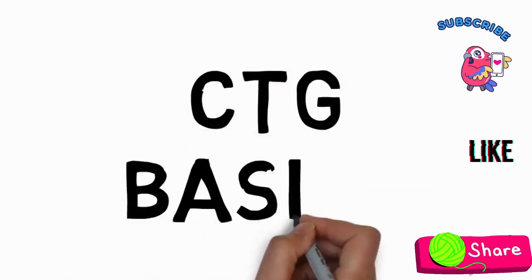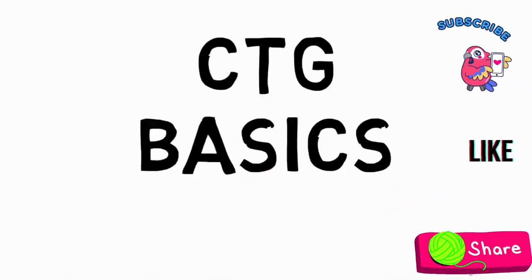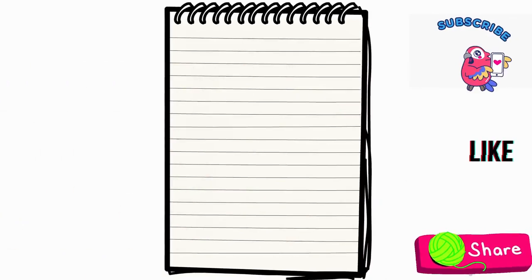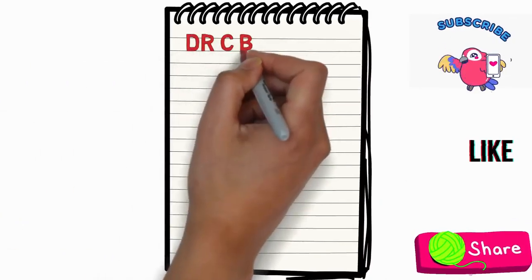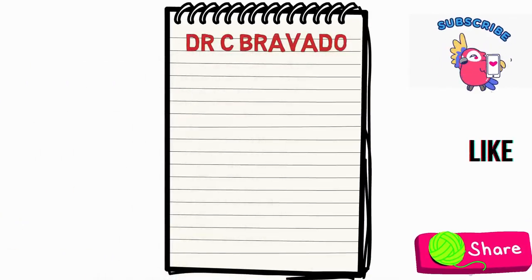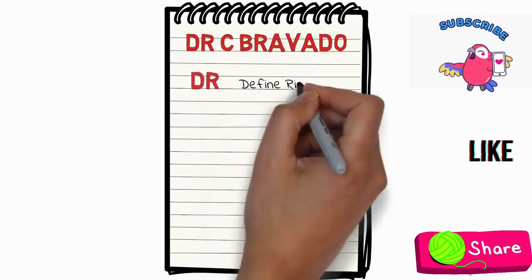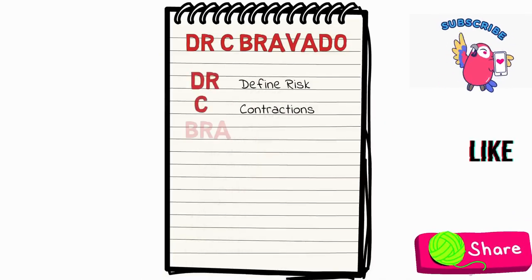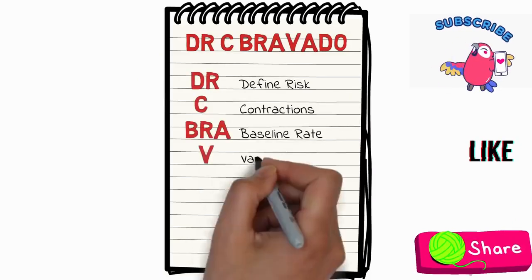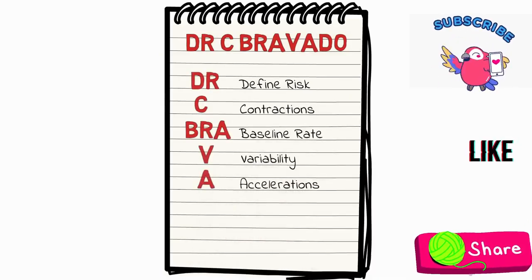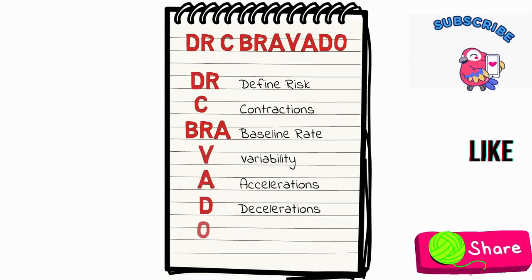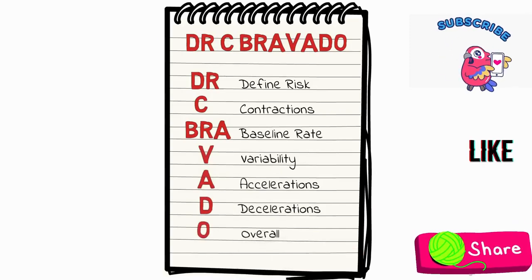And we're back with our discussion on CTGs. In my previous video, we discussed how to interpret a CTG, and we used the mnemonic DR C BRAVADO. As a quick recap, we have defined risk, contractions, baseline rate, variability, accelerations, decelerations, and overall assessment. If you've forgotten this, take a look at my previous video.